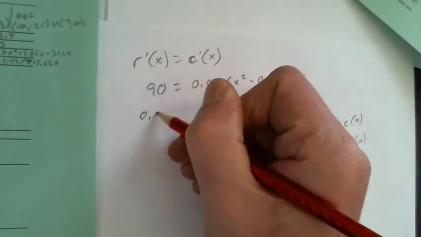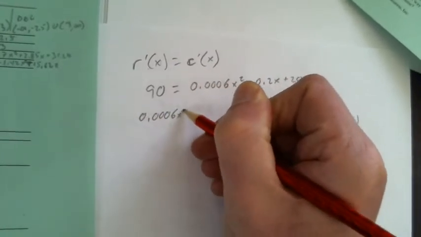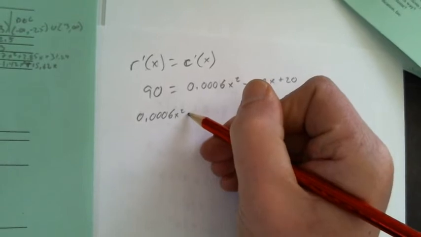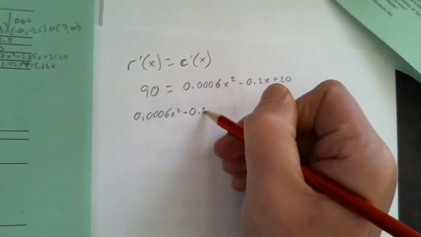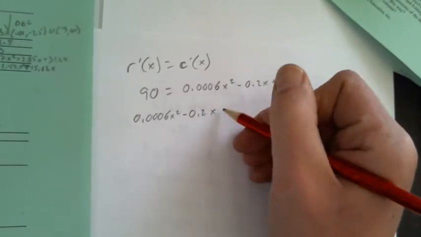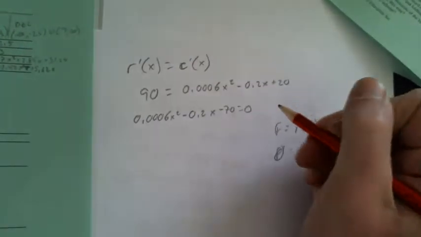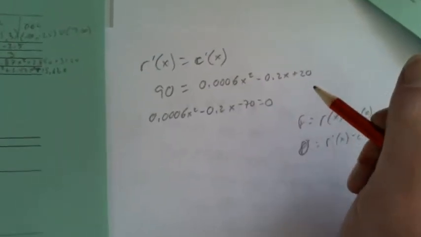So that's going to be 0.0006x squared. We'll solve out the quadratic. We set the quadratic equals 0, so minus 0.2x minus 70 equals 0. Plug this into the quadratic formula.